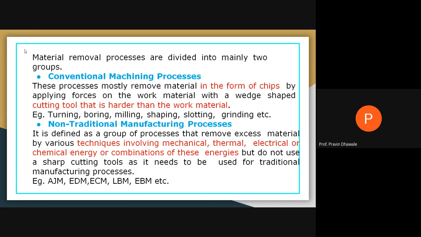Which are such non-conventional machining processes? AJM, abrasive jet machining. EDM, electric discharge machining. ECM, electrochemical machining. LBM, that is nothing but laser beam machining. Likewise, EBM, that is electron beam machining, etc. Such are the non-traditional, non-conventional, or advanced machining processes.